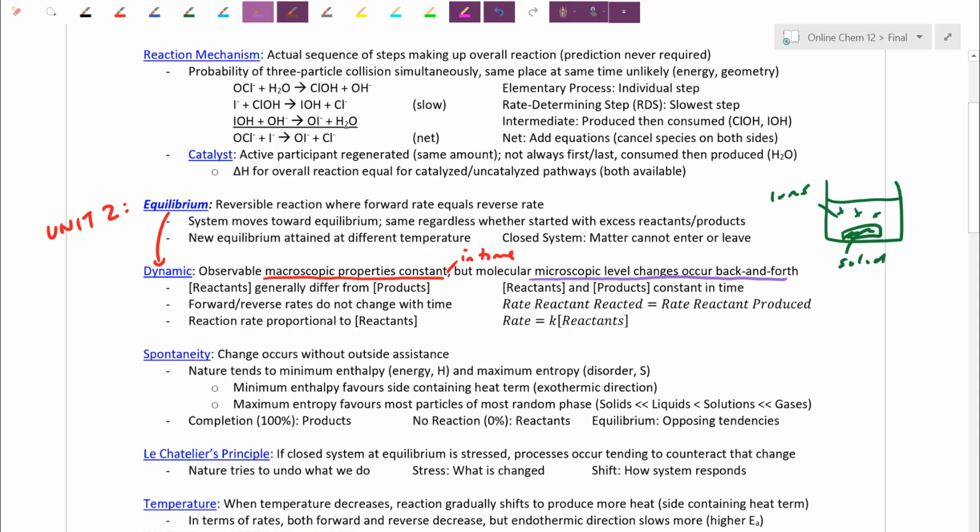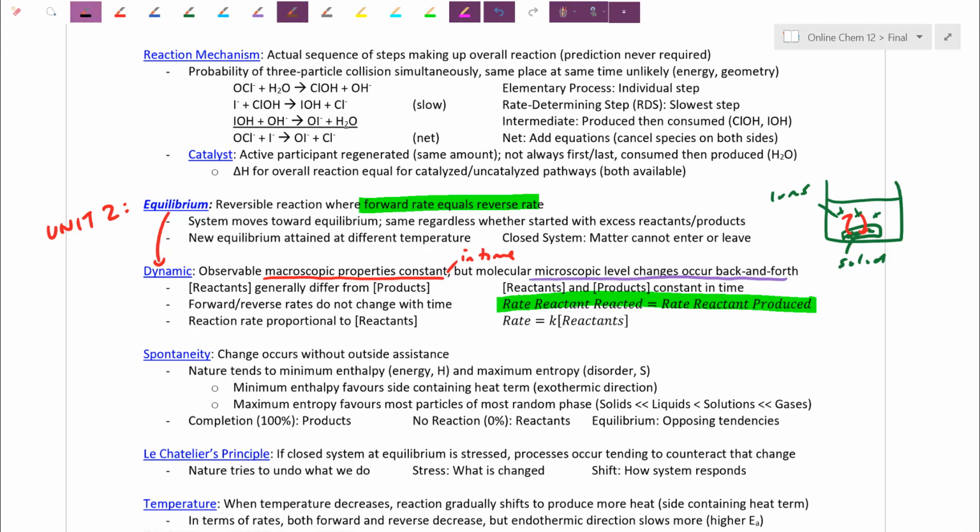So how can these both be true? How can it be that outwardly it looks like nothing's happening, and yet we know things are actually dissolving, things are actually recrystallizing? Our conclusion was that the rates actually have to be equal. Forward rate has to equal the reverse rate. That will allow both of these things to be true.